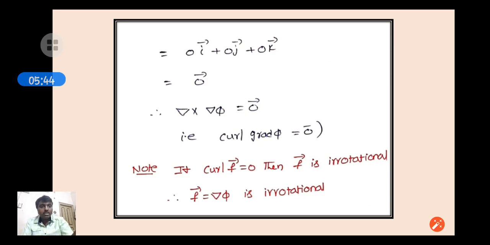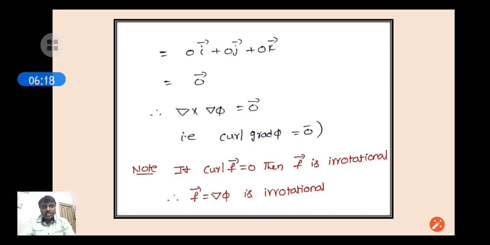So now this can be written as 0 i bar plus 0 j bar plus 0 k bar. If all the components are 0, then such a vector is the 0 vector, equal to 0 bar. So therefore del cross del phi is equal to 0. That is, finally you conclude that curl of grad phi is equal to 0.